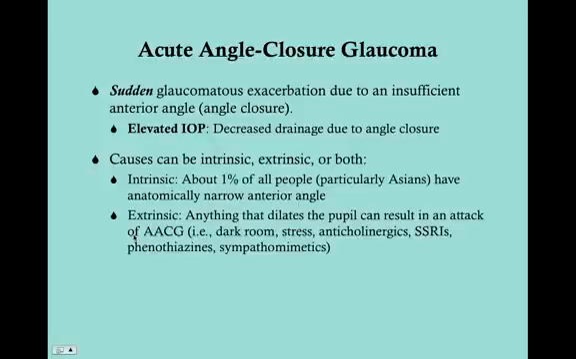Extrinsically, so other things that can cause this that you're not born with, anything that dilates the pupil can result in an attack of acute angle closure glaucoma. And the reason for this has to do with the tautness of the iris and the trabecular meshwork in the ciliary body, and it's a very complex, involved anatomic pathophysiologic process. So I don't want to stress it too much here. Anything that dilates the pupil can result in an attack of acute angle closure glaucoma. So that is something worth remembering.